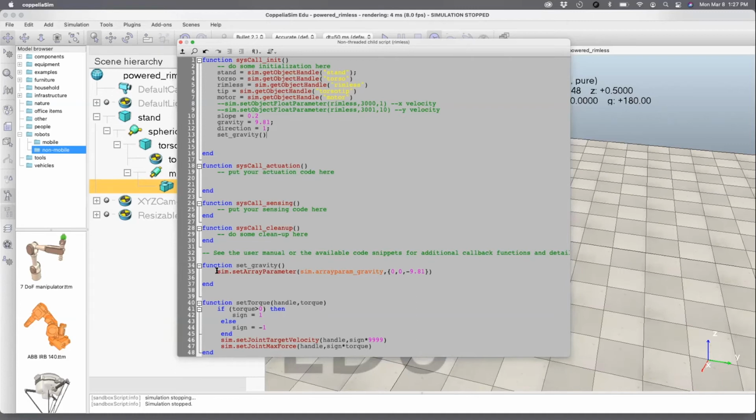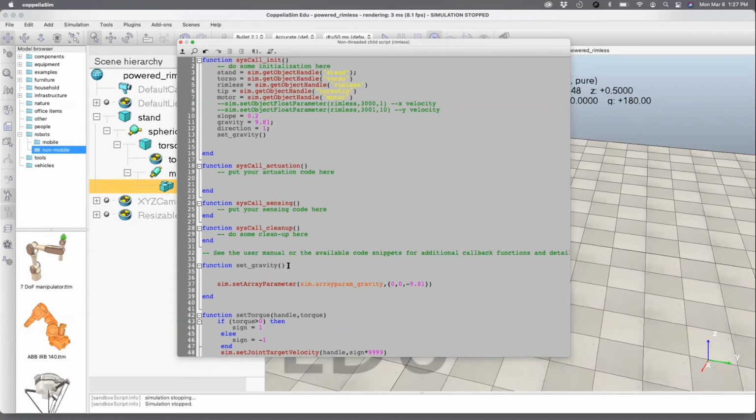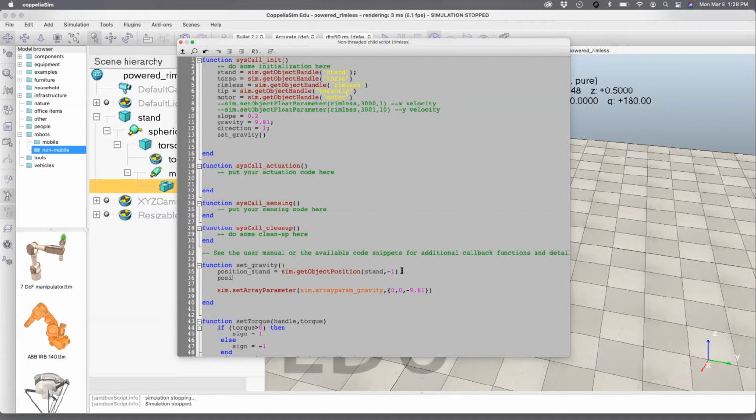Okay, now let's just set it the way we want to set it. So first let's calculate the XYZ position of the stand. So stand equals sim.getObjectPosition, and in this case it's going to be the stand position with respect to the wall frame, and then I should call it positionStand. Okay, got that? Now I need to find the position of the center of the rimless wheel. So in this case I've just chosen it to be the motor, or you could have a dummy there to give the position. Object position motor with respect to the wall frame.